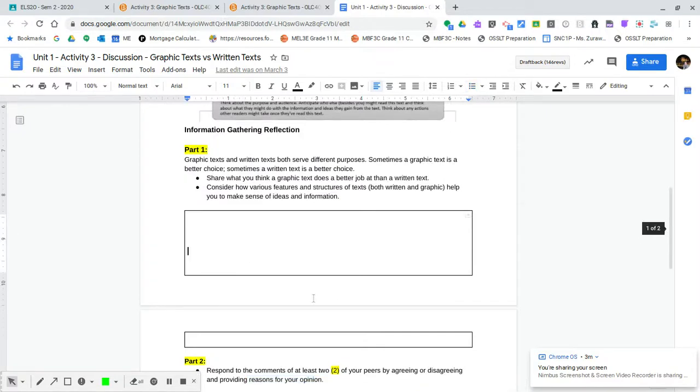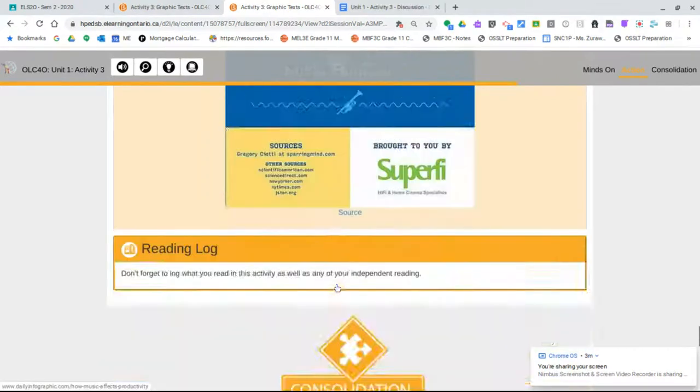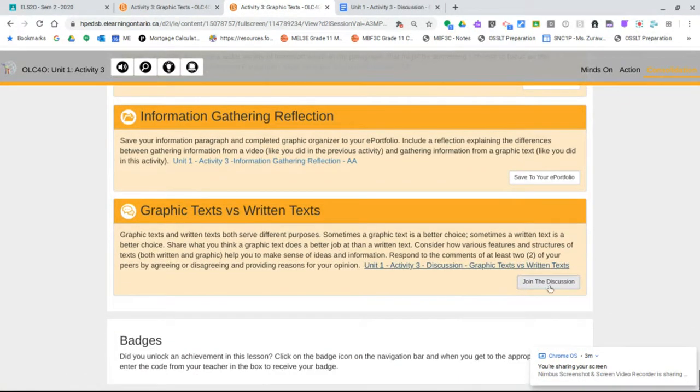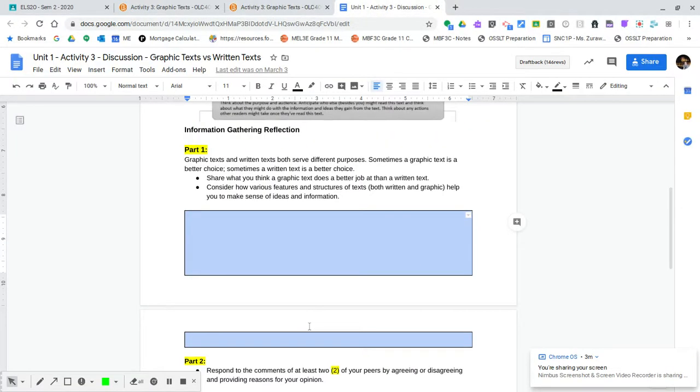So all you're going to do is copy and paste this information over into this discussion.